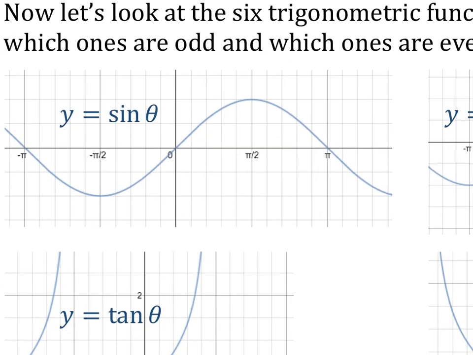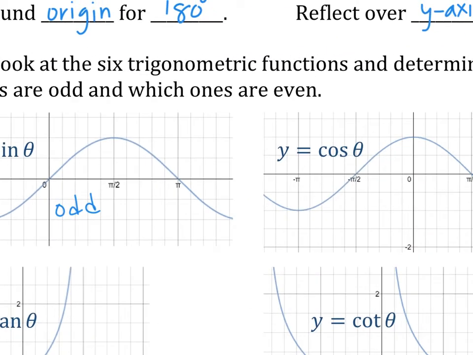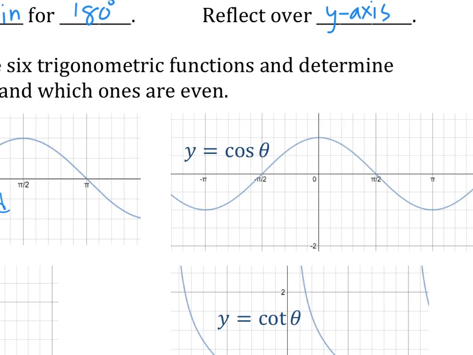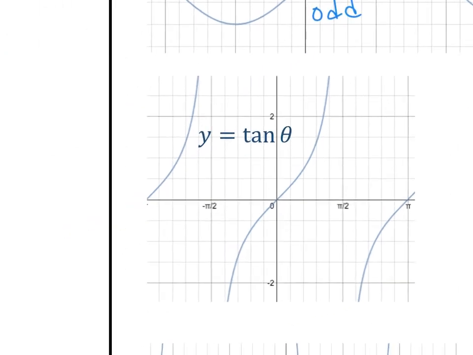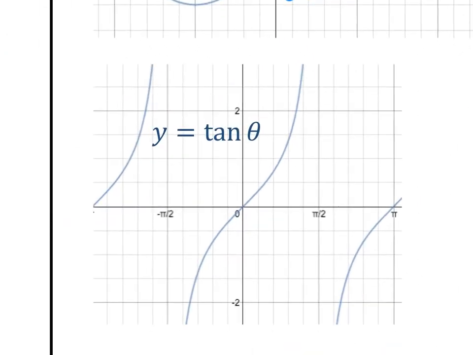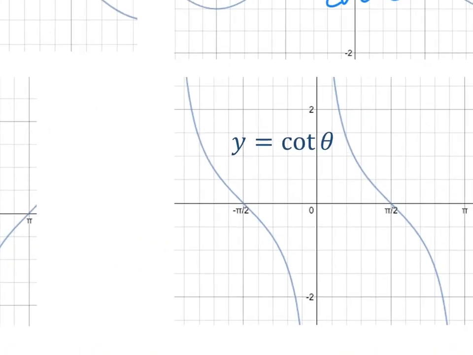All right, let's vote. Sine. If you think it's odd, raise your hand. Okay, yes, it is odd. Cosine. If you think it's odd, raise your hand. Even? Okay, good. All right, now we're getting to the tricky ones. Tangent, odd, raise your hand. Even, raise your hand. Okay, odd, correct. Cotangent, odd, raise your hand. Even, raise your hand. Okay, odd is correct.